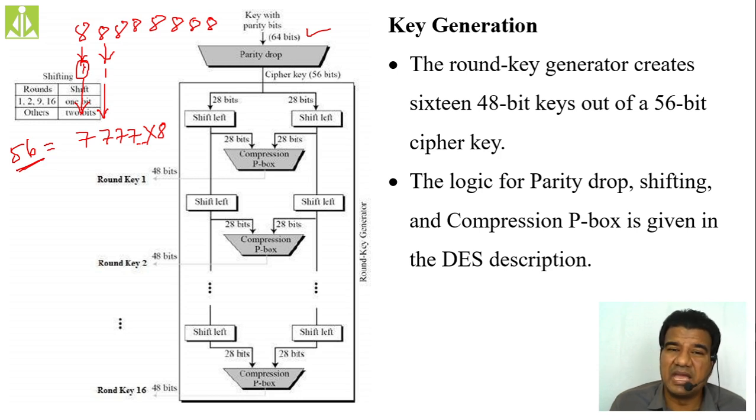Remember, again, that parity drop, to discuss it will take one class. I mean to say, here we have to focus more on what is happening inside the algorithm, but what is meant by SBox and what is meant by parity drop, all those things we should not focus on.